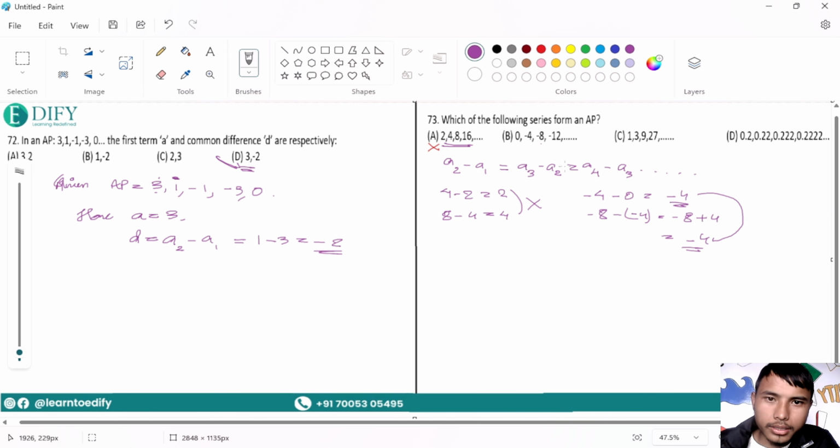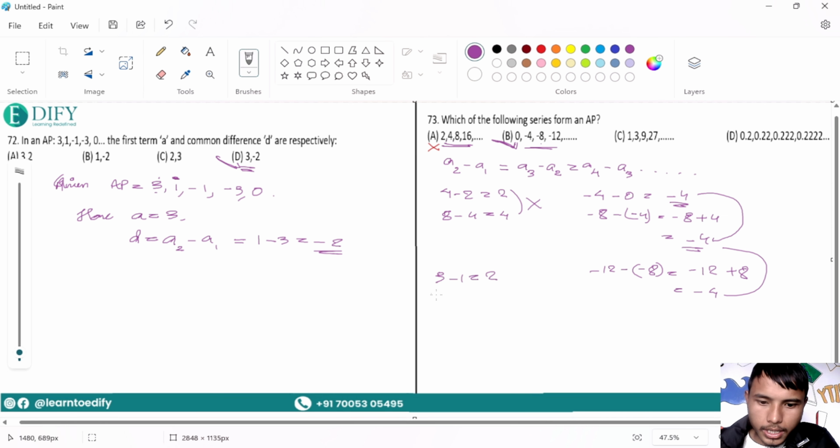But anyway, you can check the third term. So minus 12 minus minus 8, which is minus 12 plus 8. So that is minus 4. Yes, this series is an AP. It forms an AP. That means I should check option C: 3 minus 1, which is 2. Next, 9 minus 3, which is 6. So this is also not an AP, and similarly this is also not an AP.